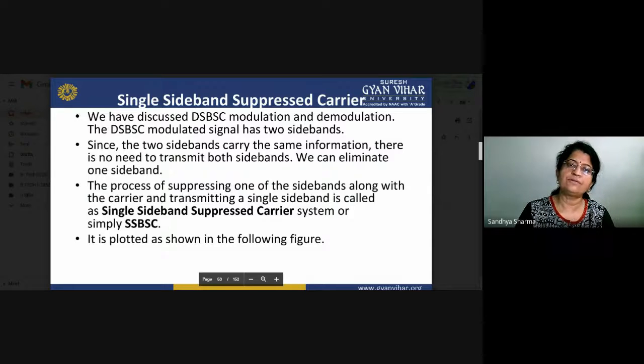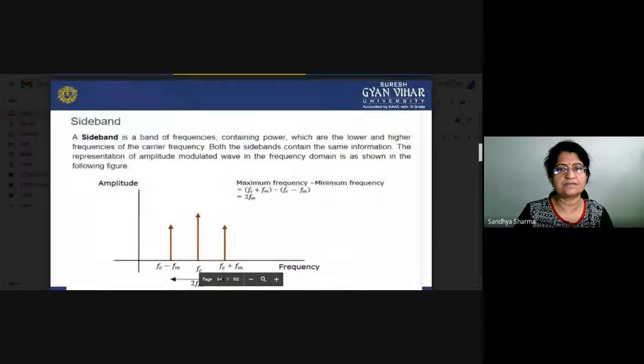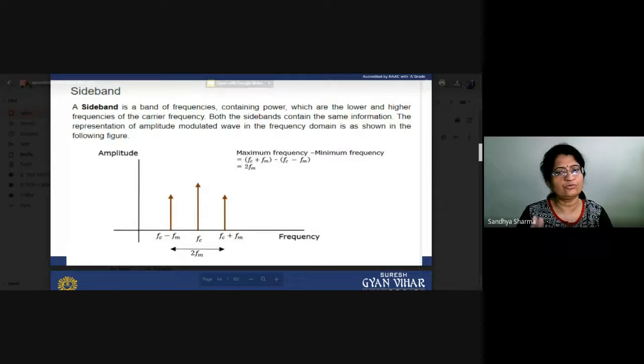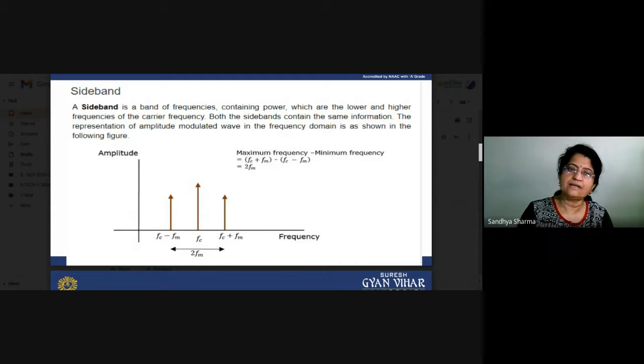When we have done the modulation in amplitude modulation, when we transmit our modulating signal with a carrier signal and plot the spectrum of the amplitude modulated signal, we receive two sidebands, as we have seen in this spectrum. Generally, two sidebands are generated in amplitude modulation, the upper sideband and the lower sideband.